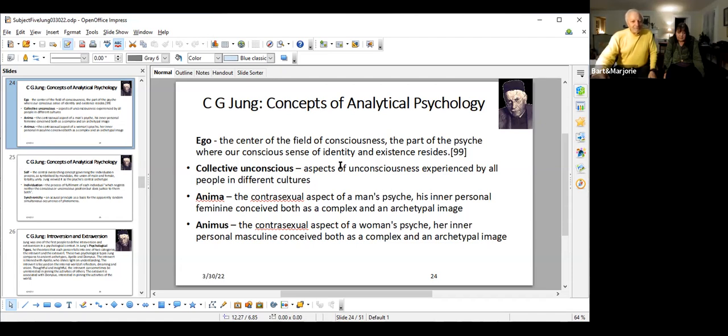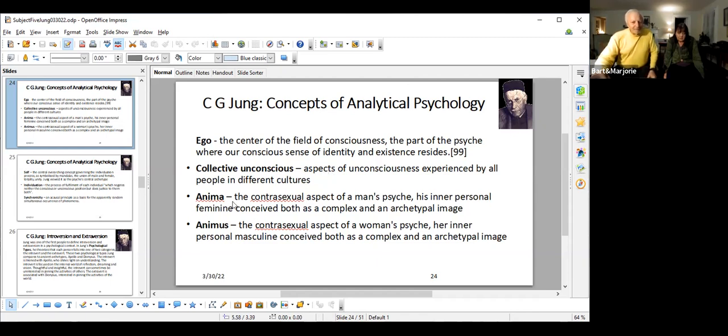We had the notion of ego, the center of the field of consciousness, the part of the psyche where a conscious sense of identity and existence resides. But then we have the collective unconscious, which is the aspects of unconsciousness experienced by all people in different cultures, which he felt was common, and this influenced all of us.